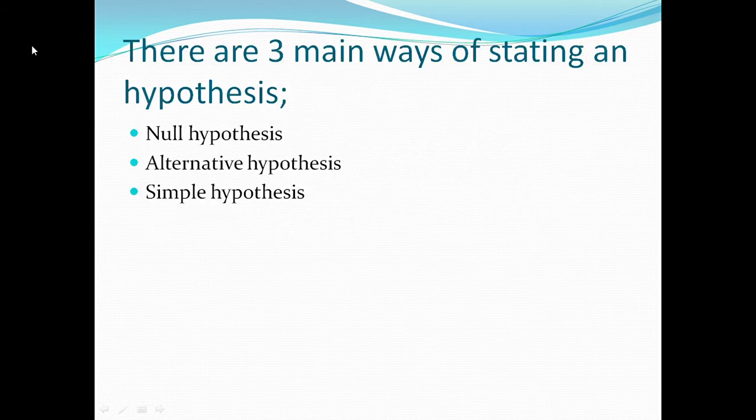There are three main ways of stating hypothesis in statistics. We have the null hypothesis, alternative hypothesis, and the simple hypothesis. The first to be taken is the null hypothesis, and from the word null, it means empty. It's denoted by H subscript O, and you can also call your null hypothesis a hypothesis of indifference.